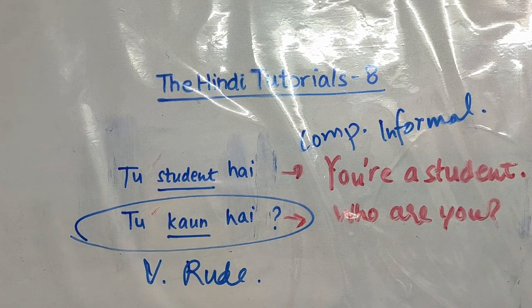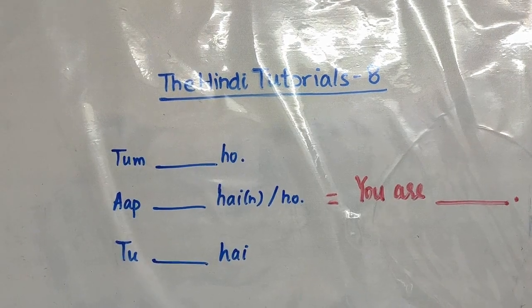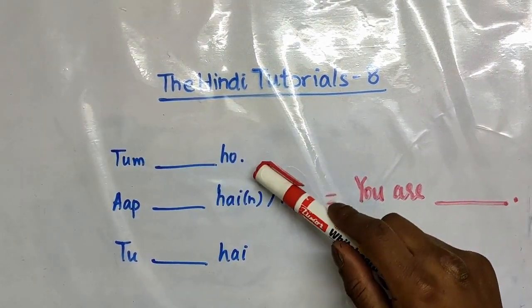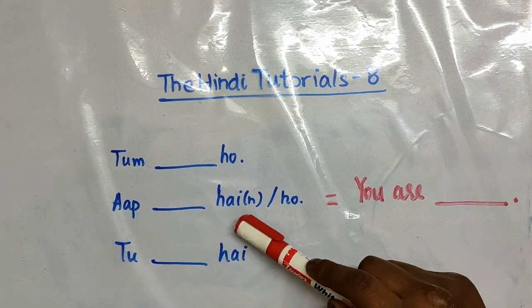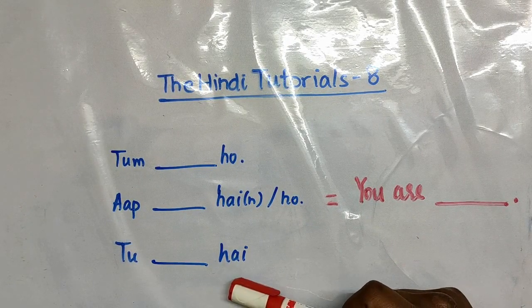I don't want this time of yours to get wasted, so please keep making notes. All this may seem to be difficult, but it's simply subject-verb agreement. तुम is always followed by हो, आप by हैं, and sometimes by हो, and तू is always followed by है.